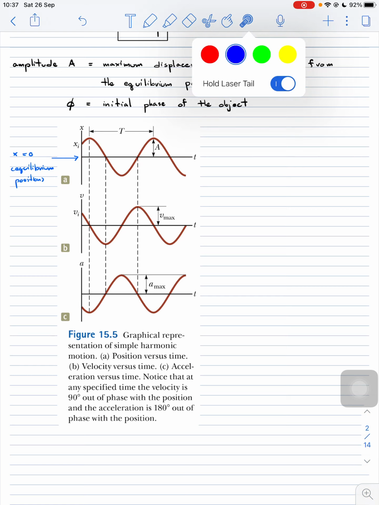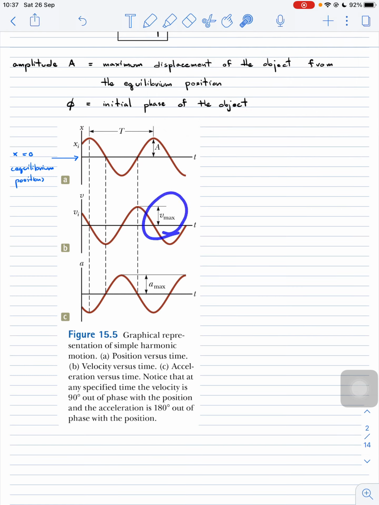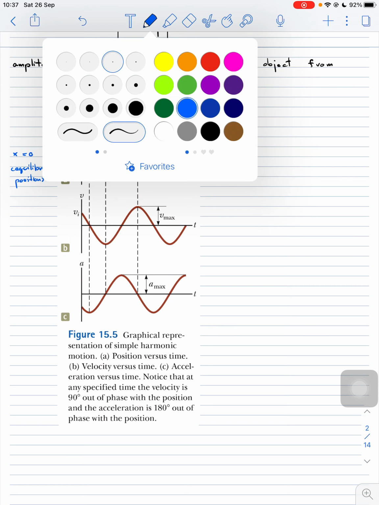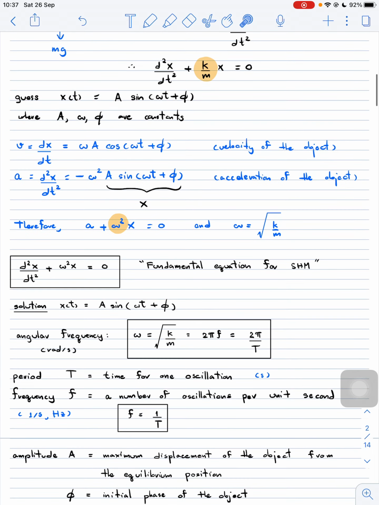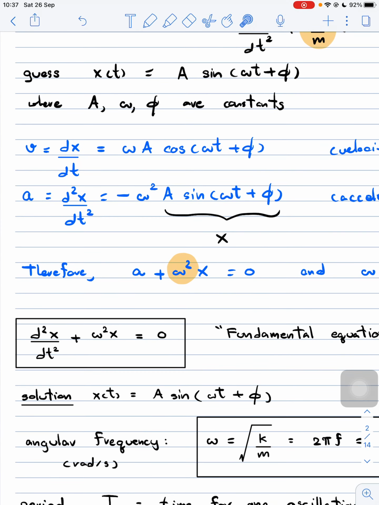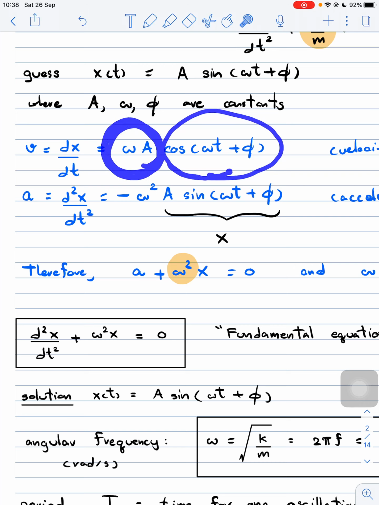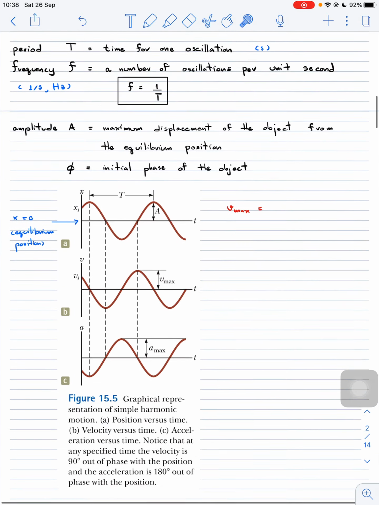Okay, so then what is the Vmax and the Amax? You can guess from this graph that the Vmax should be equal to what? Let's look at the equation of v. We know that the maximum value of cosine of omega t plus phi is equal to 1. Then the Vmax should be equal to the amplitude of the velocity, which is omega times A. So that's called the maximum velocity of the oscillation, omega times A here.